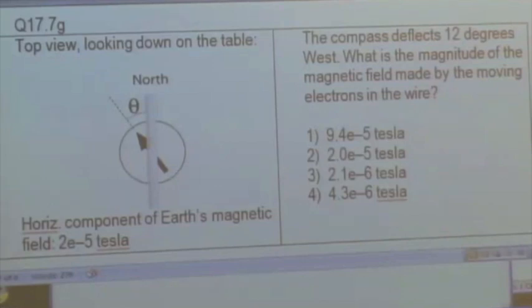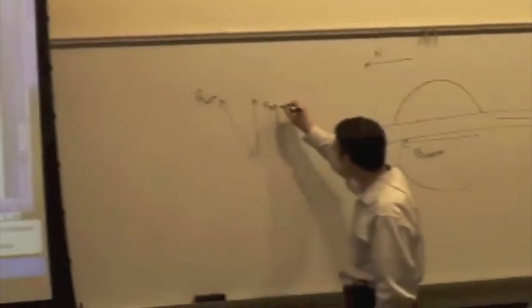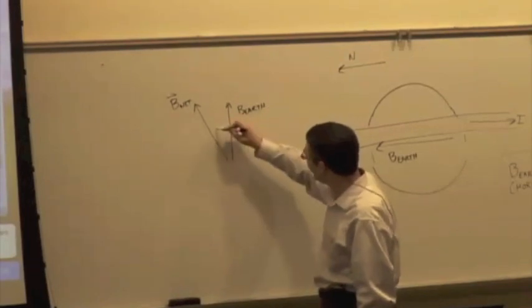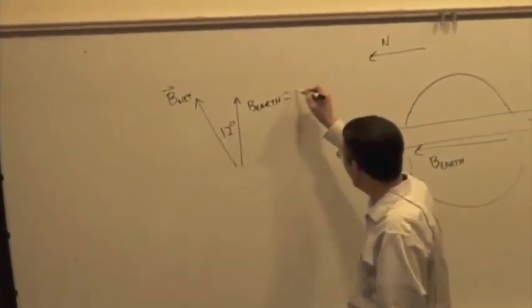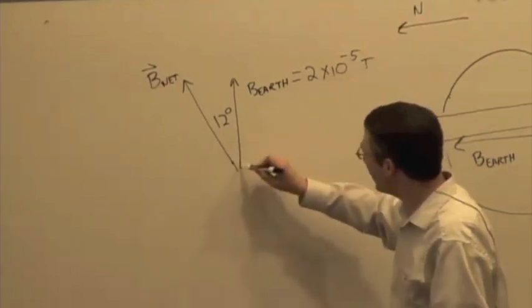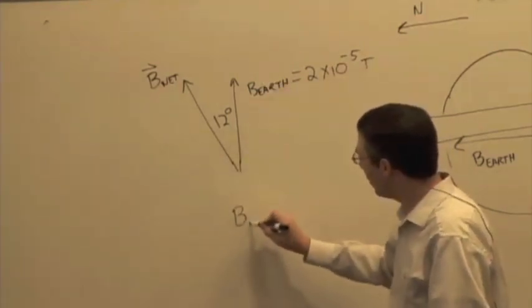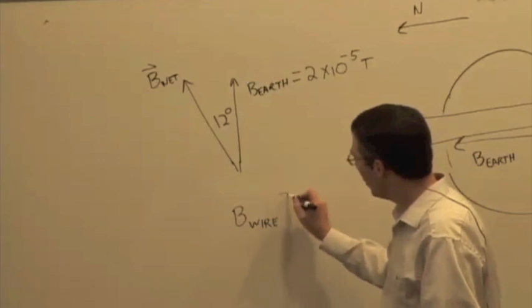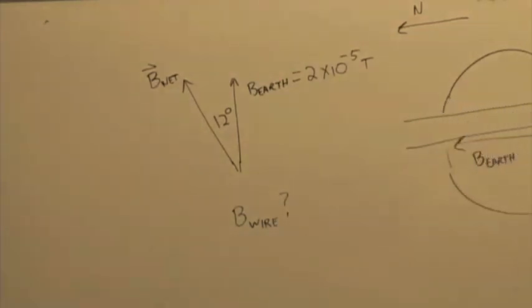So I'll redraw it here. That's the direction of the net magnetic field. Okay. B of the Earth is this way. This is 12 degrees. And you know B of the Earth is 2 times 10 to the minus 5 Tesla. So the question is, what's the magnitude of the magnetic field due to the wire?